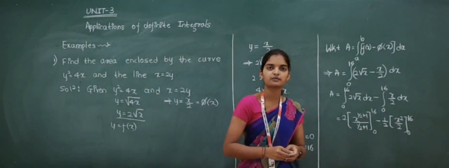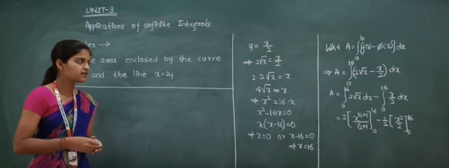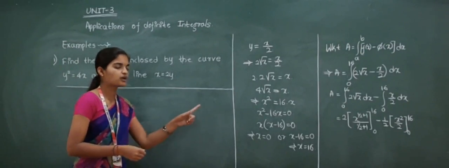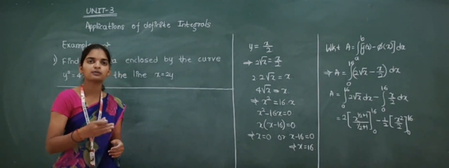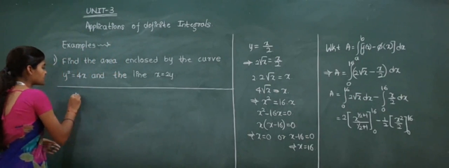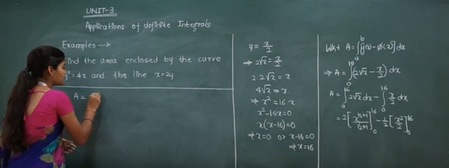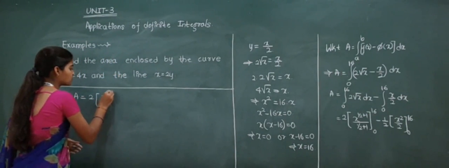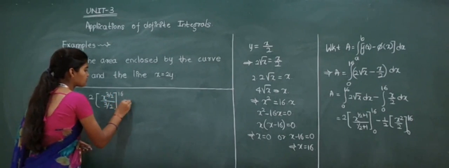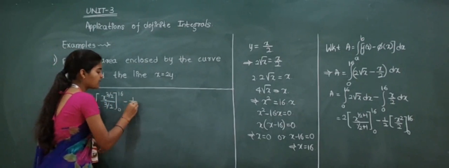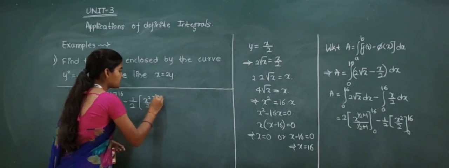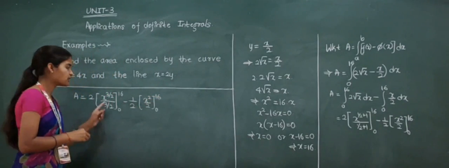Next we have to simplify it. To simplify is nothing but applying the upper and lower limits. See here, x raised to 1 by 2 plus 1 is there, and 1 by 2 plus 1 is nothing but 3 by 2. So I will write A is equal to 2, as it is, in bracket x raised to 3 by 2 divided by 3 by 2, upper and lower limits 0 to 16, minus 1 by 2, and it is x square by 2 from 0 to 16 as it is. Next substitute upper and lower limits.